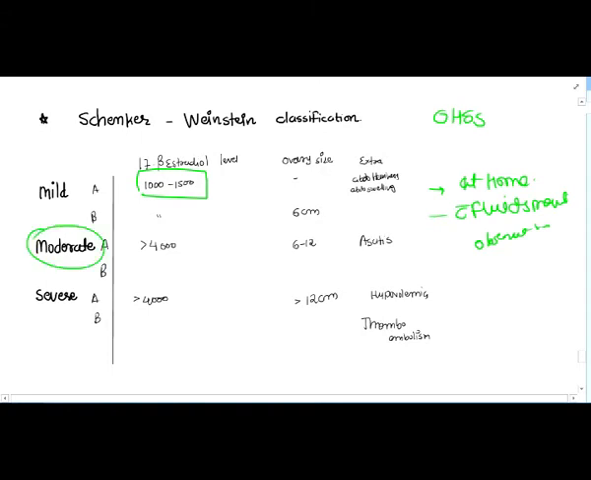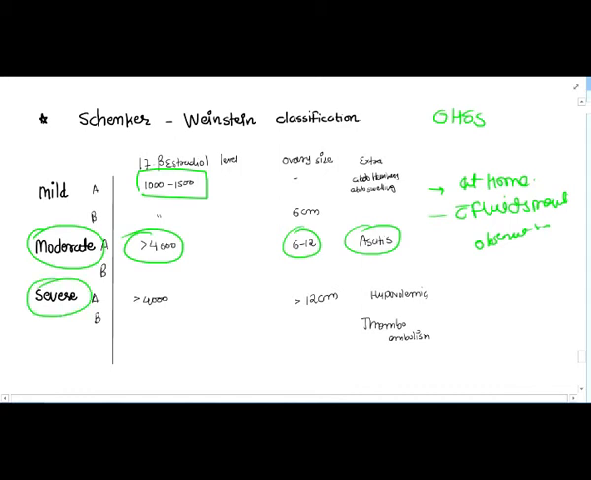In the moderate category, the estradiol is more than 4000 and the ovary size is 6 to 12 centimeters, and there is ascites, edema, pleural effusion, all these things happening. In this case, we have to hospitalize the patient and monitor the vitals. We can give fluids.